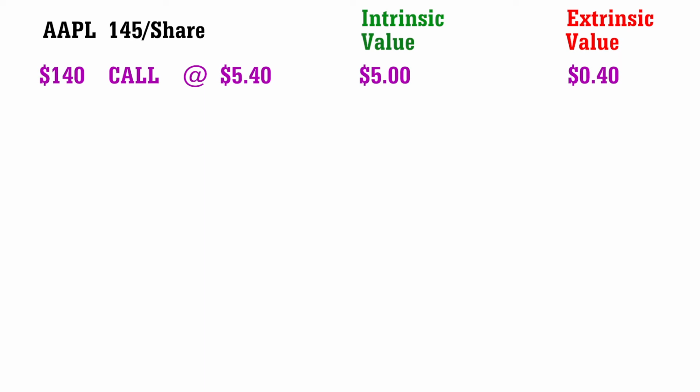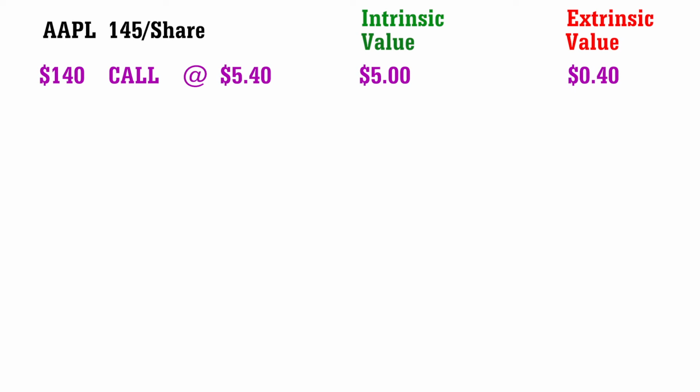In this case, the option is in the money, so the intrinsic value will be the difference between the strike price and the current price. So it will be $5. And the remaining 40 cents, it's called extrinsic value. Now the extrinsic value goes down as the option gets closer to the expiration date. So the extrinsic value is also called time value.